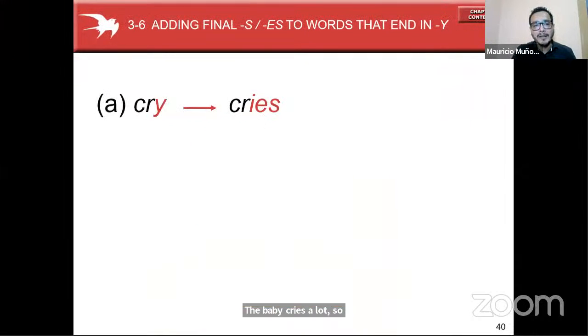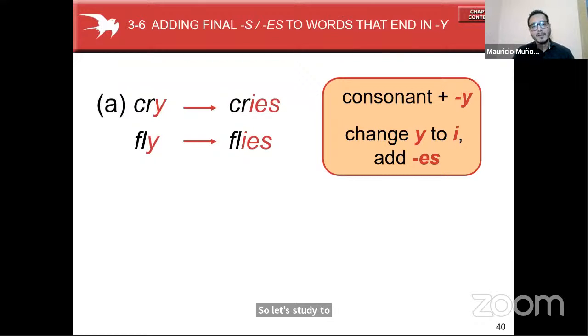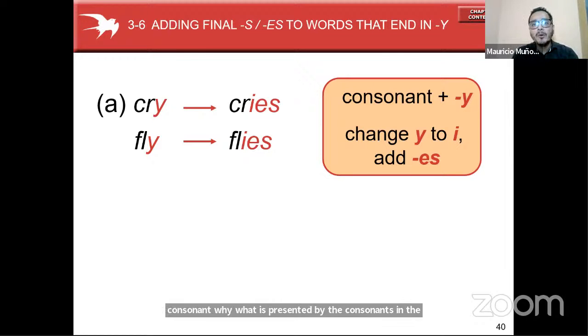So let's study. Take a look. When a verb ends in the consonant Y, that is, Y preceded by a consonant, in the third person we switch the letter Y for the suffix ies. You see? Such as cry, cries; fly, flies.